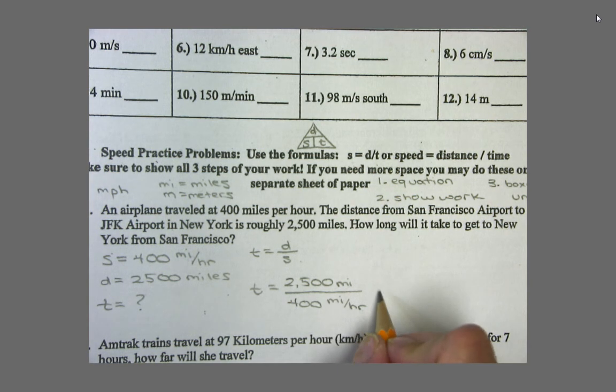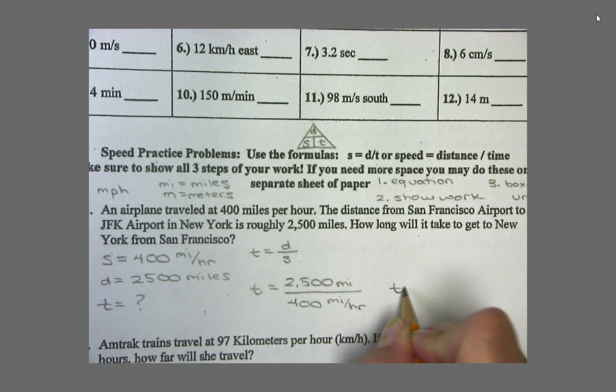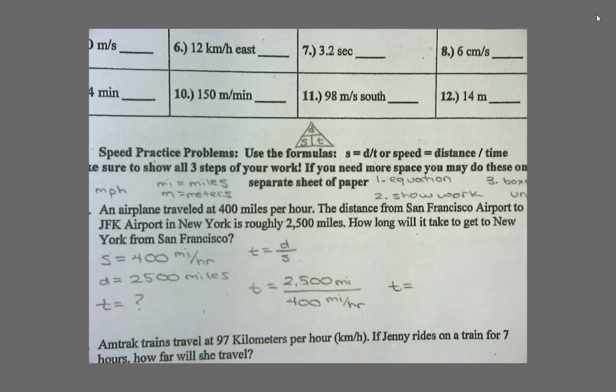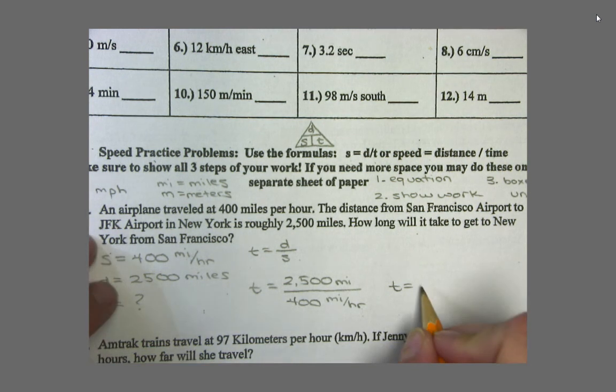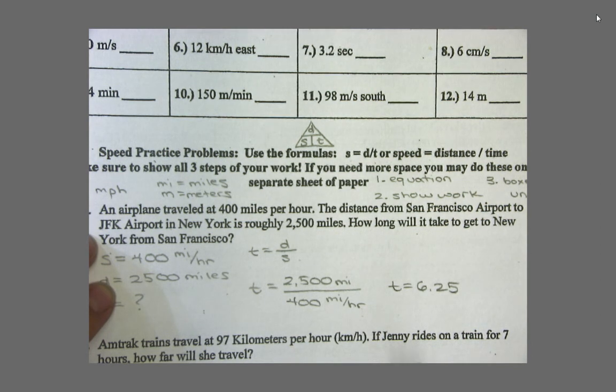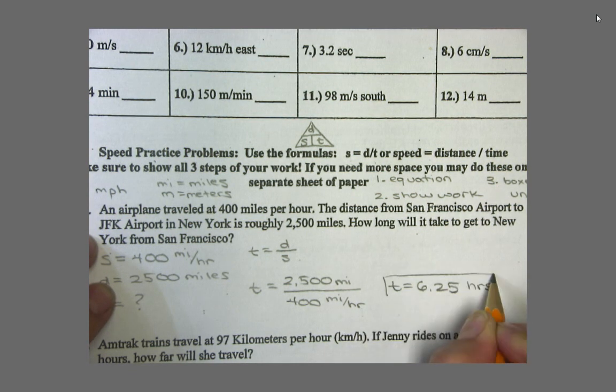Okay. Then what you're going to have over here, you're going to go ahead and write your answer. Okay. I don't have my calculator here. I'm going to do it right here instead of having to do that in my head. 2,500 divided by 400 is going to be 6.25. You are not finished yet. 6.25 what? Units. 6.25 hours. Box your answer.